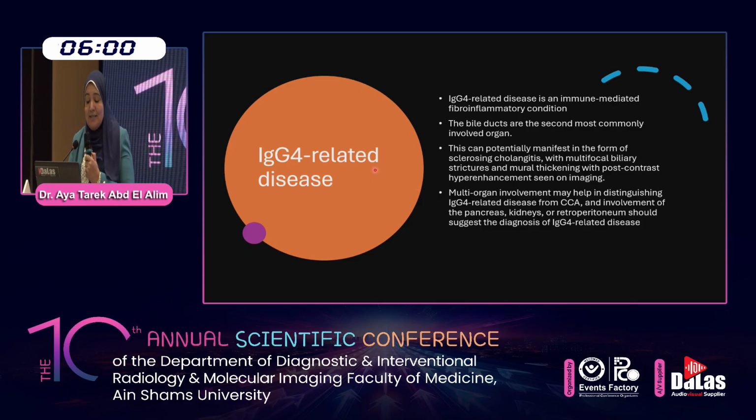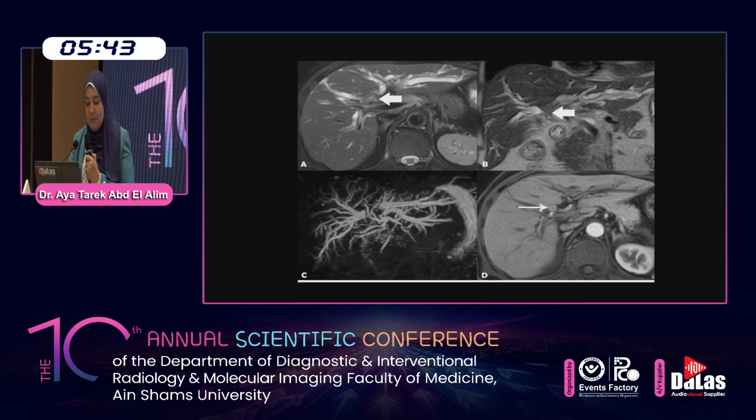We can see that the biliary system is the second one affected. First the liver, then the biliary system. It has sclerosing cholangitis, multifocal biliary strictures, and areas of hyperenhancement. But the clue here is multi-organ involvement, as it involves the retroperitoneum and the pancreas. We can see here thickening around the biliary system. If a junior radiologist sees this, he will see cholangiocarcinoma here, but it's not true. The clue is that the thickening is smooth, as we see.